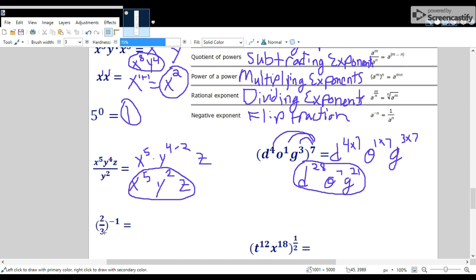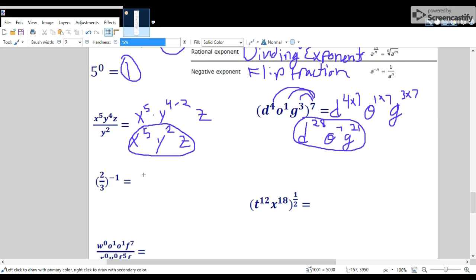We have 2/3 to the negative first power. We have a negative exponent, so we're going to flip the fraction and change that exponent to a positive. So we have 3 to the first power and 2 to the first power. That's just 3 halves.